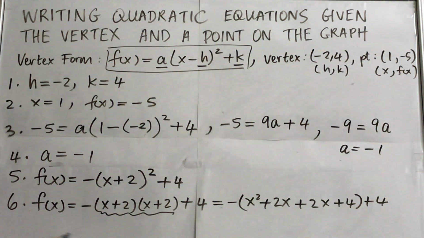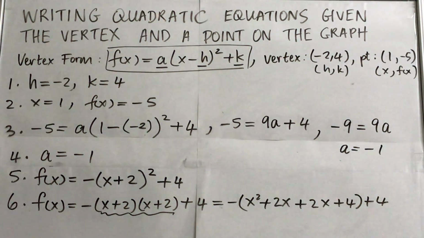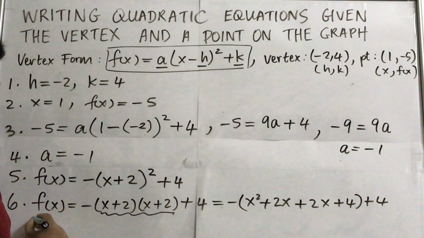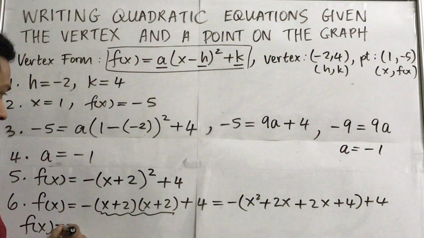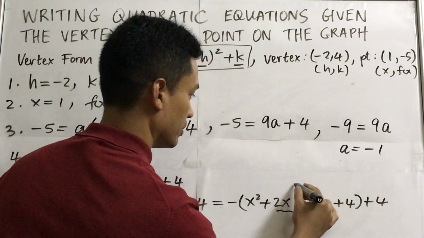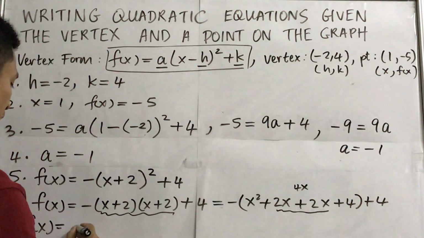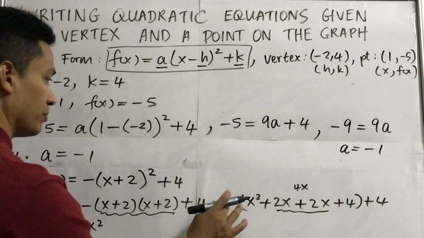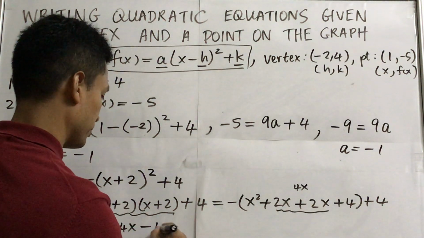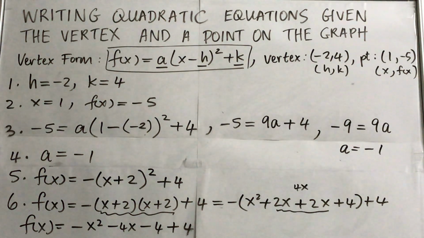Okay, what do we have here? Let's collect our like terms and distribute the negative. Okay, we have f of x. 2x plus 2x. This is just 4x. And then I'm going to distribute the negative here. Negative x squared minus 4x minus 4. And don't forget, you have a +4. Okay, is everyone following?